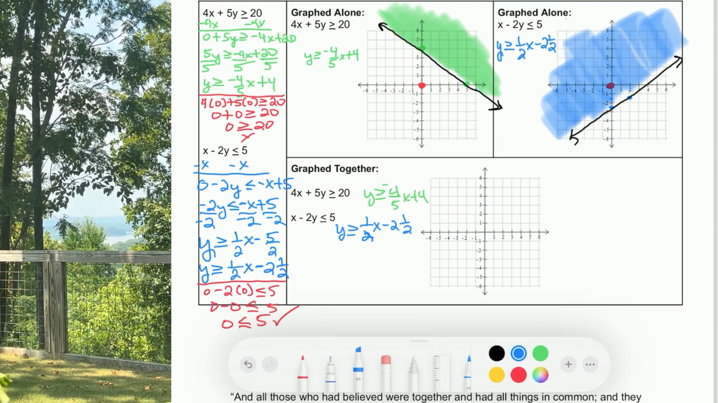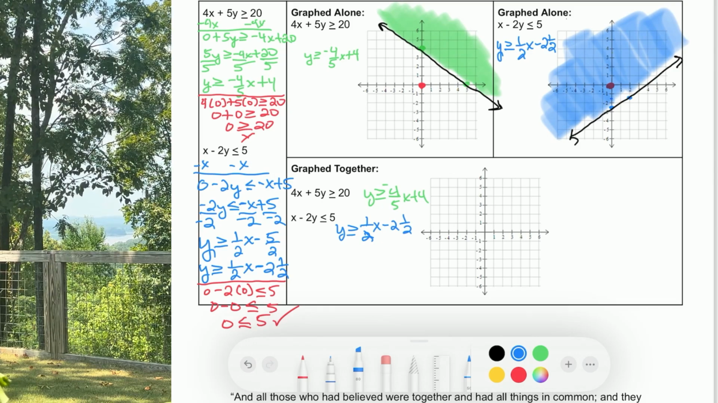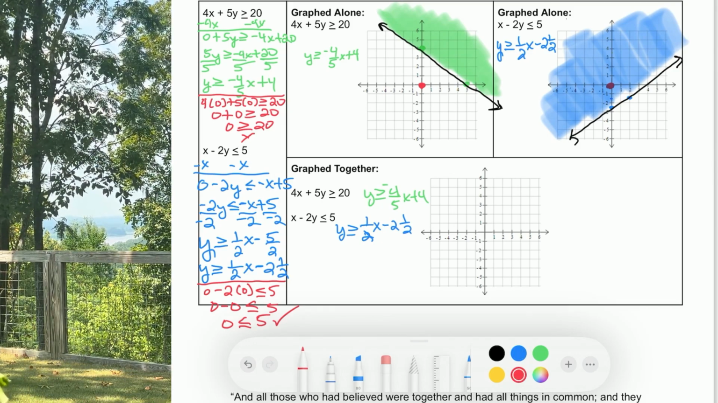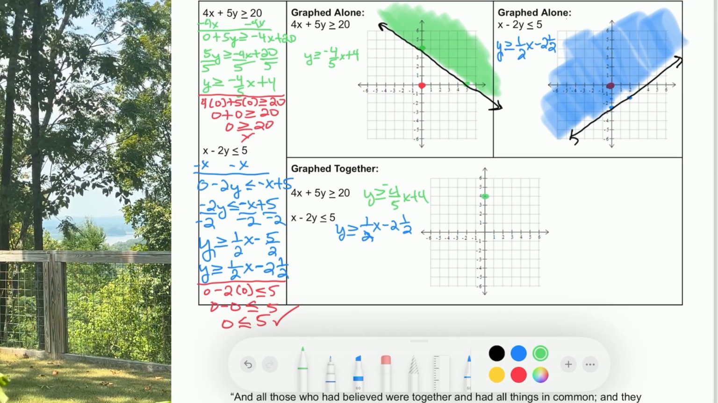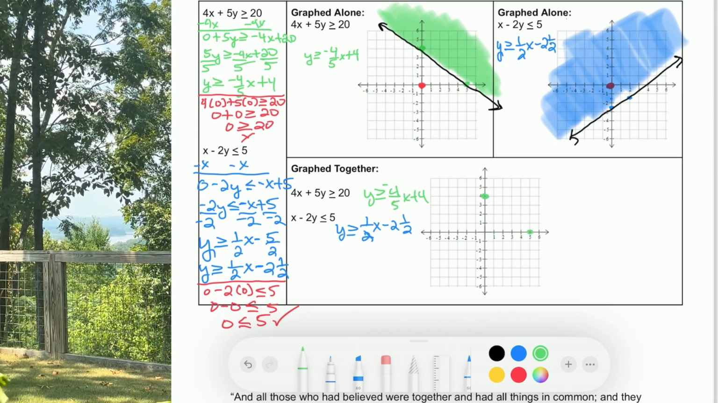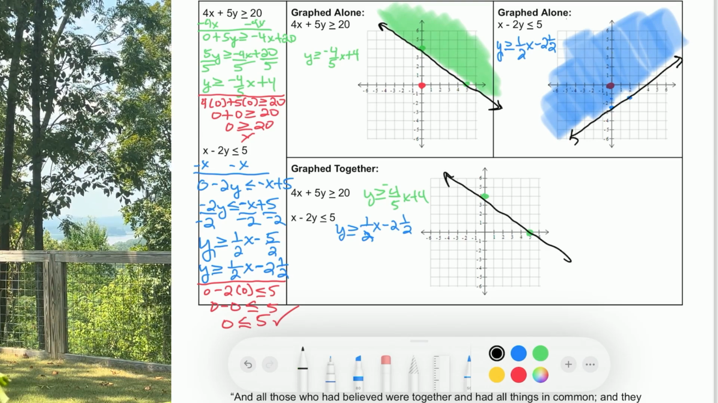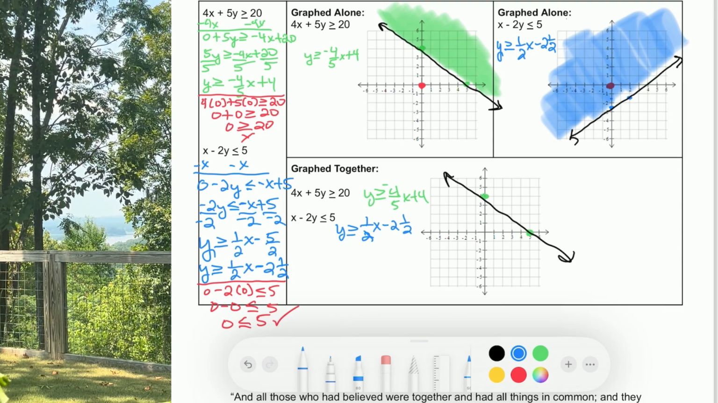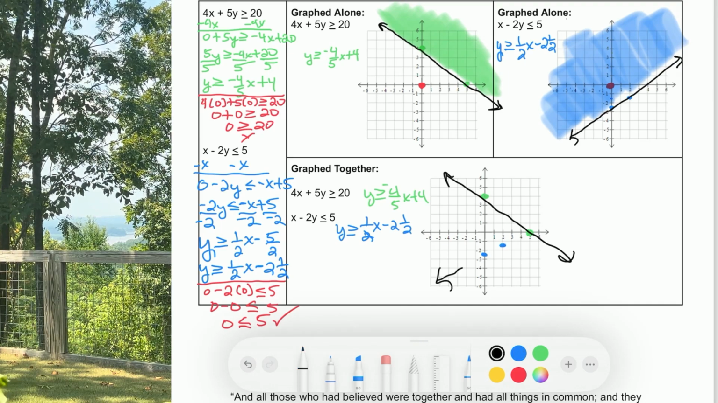All right, so now remember to show how they relate to each other. That's what I'm about to do now. So I'm just going to quickly plot them because we've already done that. So let's see here, 4, and then I went down 4 over 5, and it was a solid line. And then for my next one, it was negative 2 1/2, up 1 over 2. It was right there. Solid line.